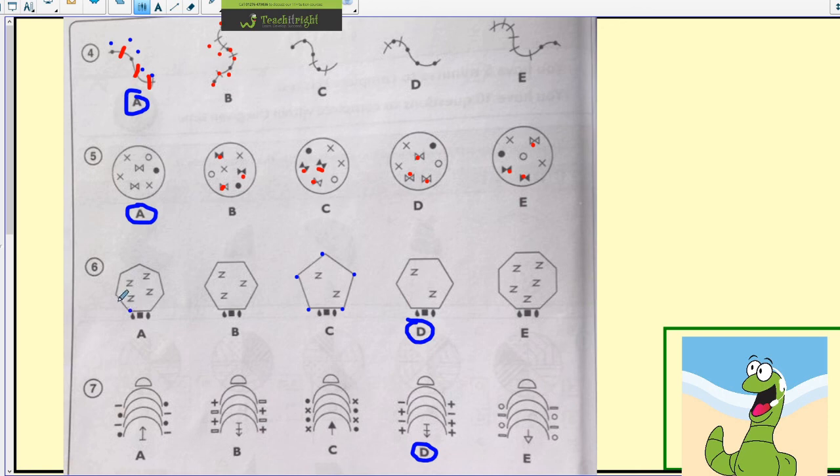Let's just go through and check. So on this one, 1, 2, 3, 4, 5, 6, 7. So the total is 7. 6, the total is 6. 5, the total is 5.